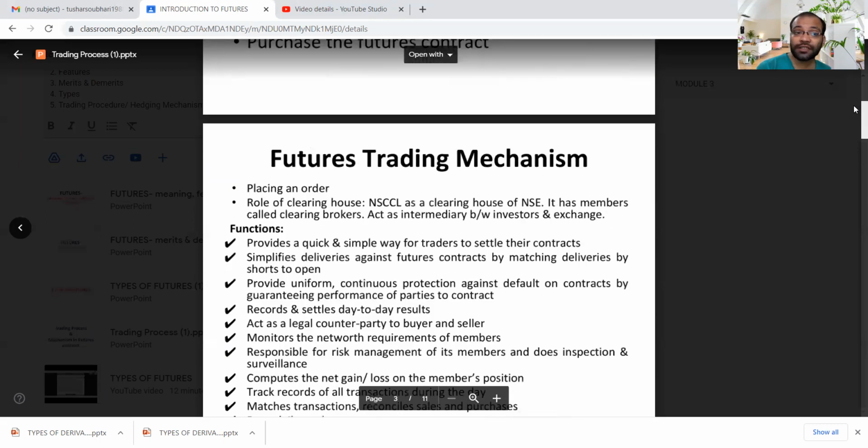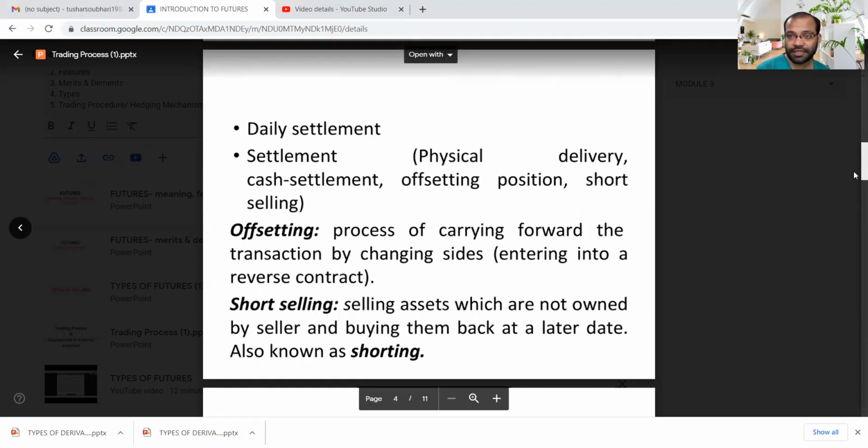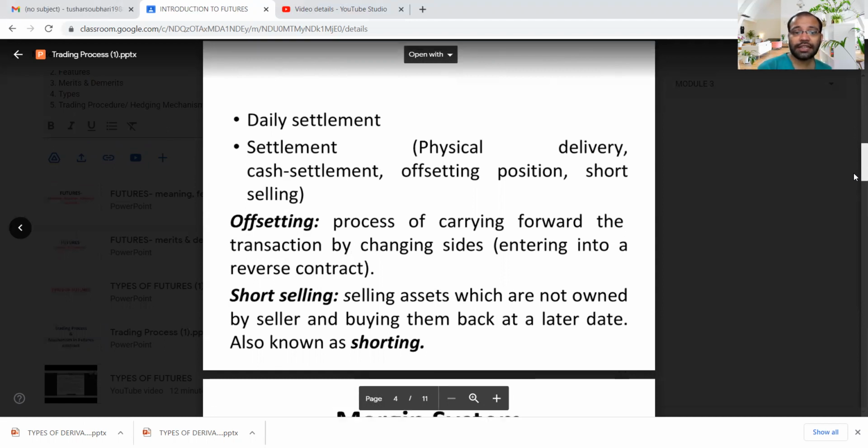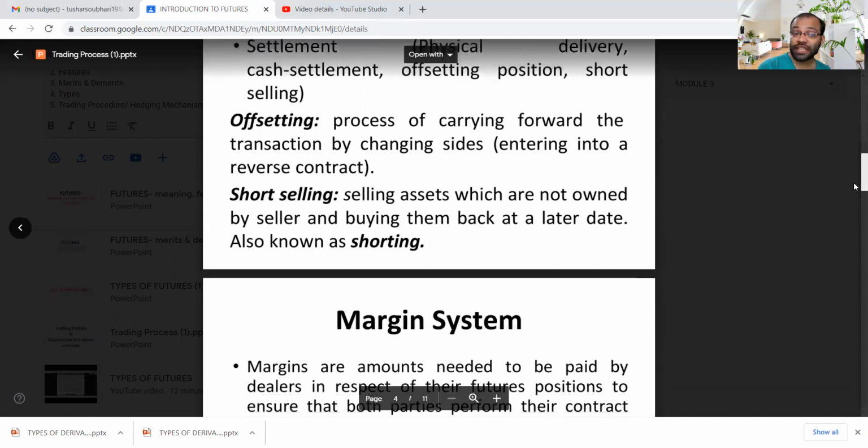Next, after the second step, the third step in the futures trading mechanism is daily settlement. Here the settlement is done on a daily basis, and the last step is the final settlement, that is physical delivery, cash settlement, offsetting position, and short selling. Let us see what offsetting is all about. It's a process of carrying forward the transaction by changing the sides, that is, entering into a reverse contract. That's called offsetting, meaning setting off. Then we have short selling, that is selling assets which are not owned by the seller and buying them back at a later date. That's called short selling, which is also known as shorting.